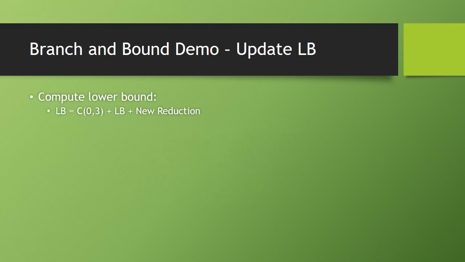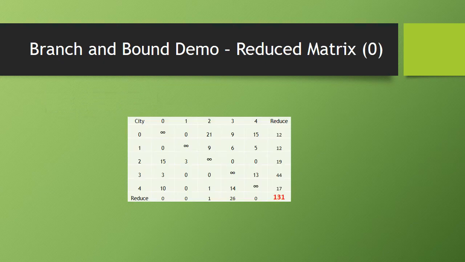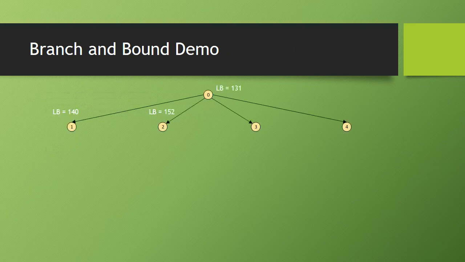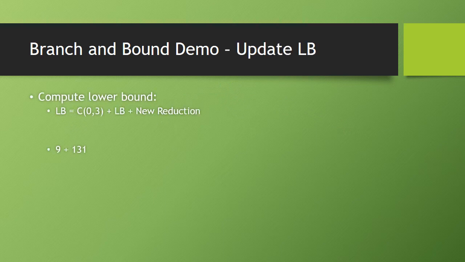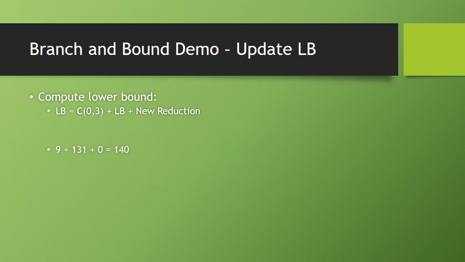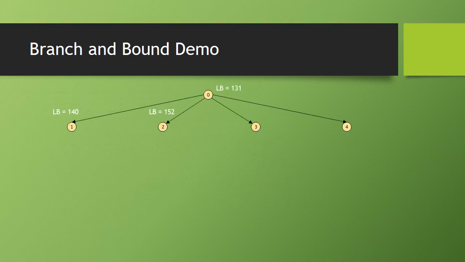So we compute our new lower bound. We look for the cost from city 0 to city 3, and that's 9. And then we add in our lower bound from city 0, and that's still 131, of course. And then we add our new reduction, which is 0, and that gives us 140. So we go back to our tree, and we note our new lower bound for 0 to 3 as 140.